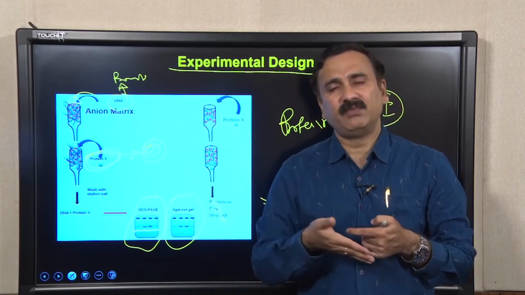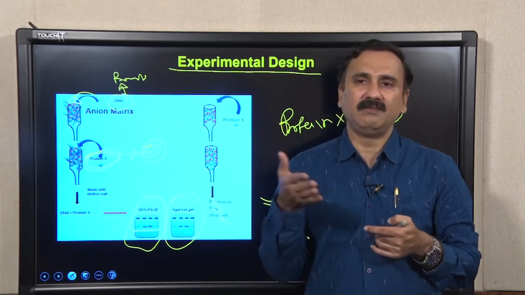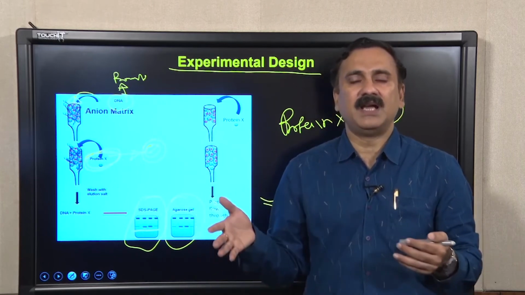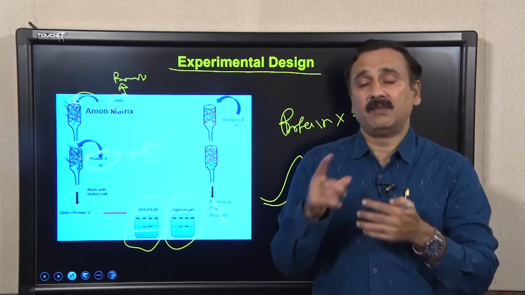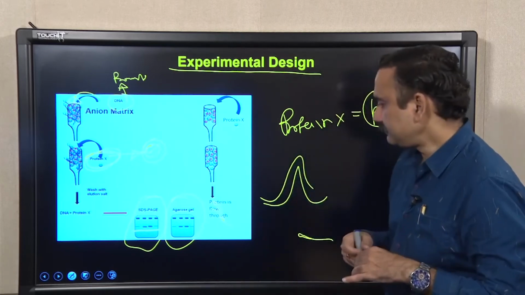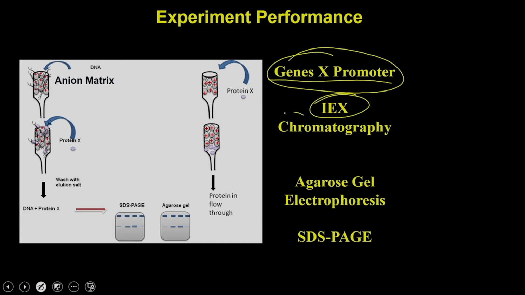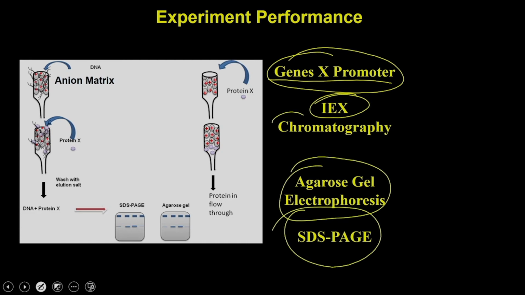As a verification experiment, you can add some DNA degrading enzymes, or you can change the pHs and all that. So this is what you have to do: you have to clone a gene promoter, then you have to do the ion exchange chromatography, you have to do the agarose gel electrophoresis, and you have to do the SDS page.